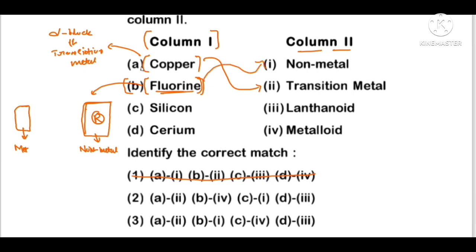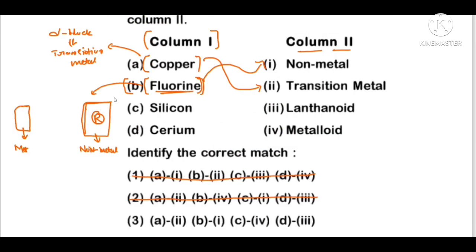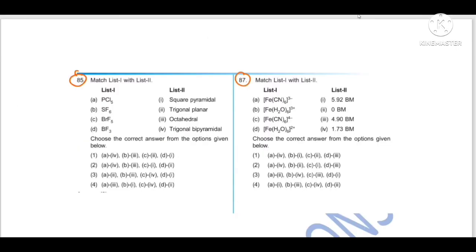Now let us verify the remaining options. Here B matches with 4, so option 2 is also eliminated. We are left with option 3. So 3 is our correct answer. There is no need to verify the remaining two elements, that is silicon and selenium. Automatically they are right. Questions 85 and 87 you have to answer by using the above elimination method.